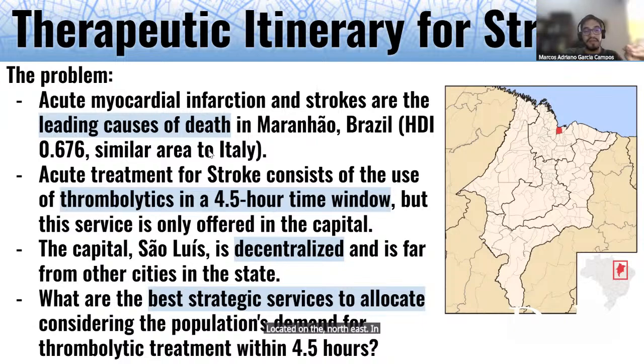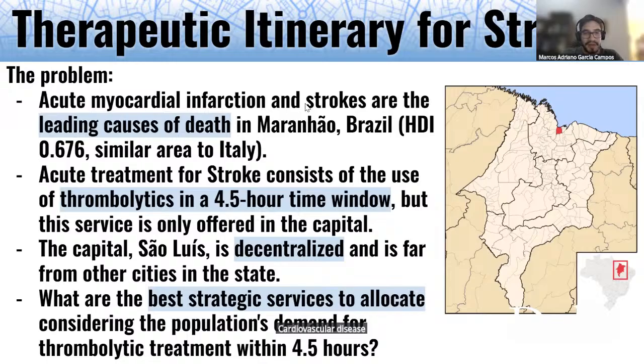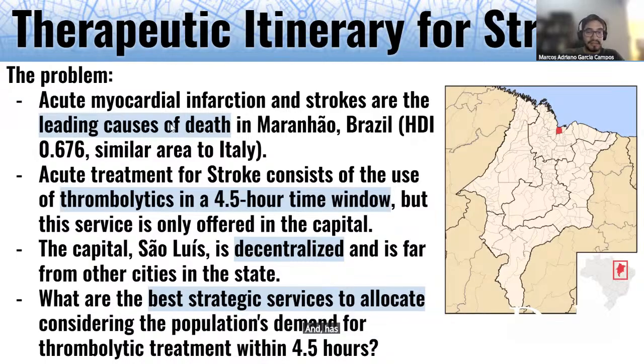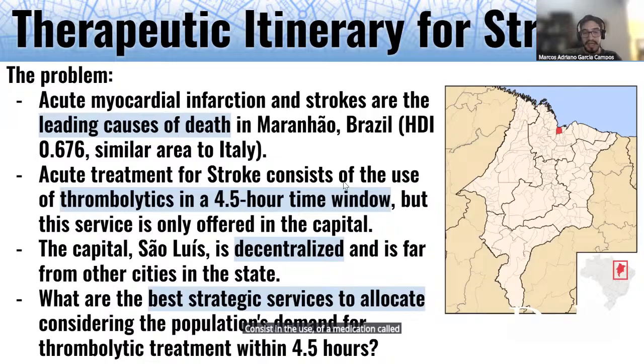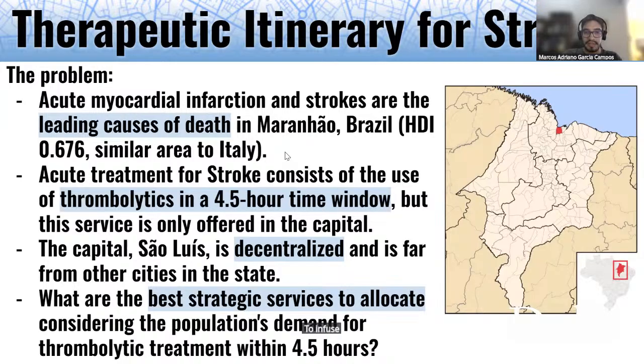The leading causes of death are acute myocardial infarction and strokes, cardiovascular disease, as in all places in the world. But Maranhão is the poorest state in Brazil and has an area similar to Italy. And the problem here is that the acute treatment for stroke, and also for myocardial infarction, consists in the use of a medication called thrombolytics. And I need a specific time to infuse the thrombolytic medication into the patients.